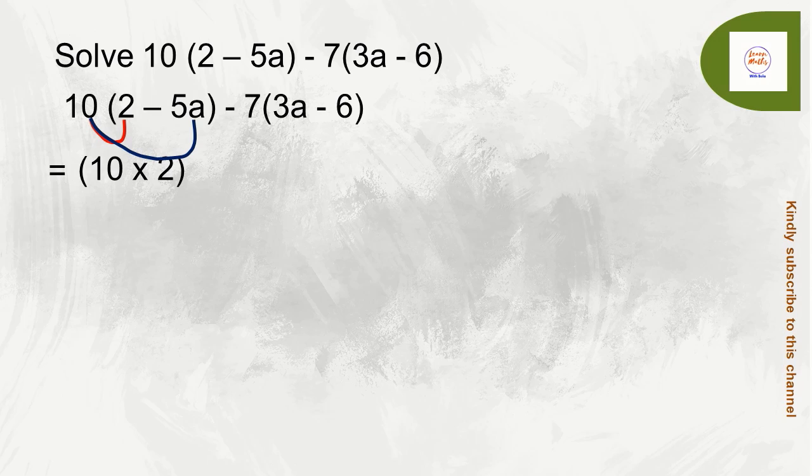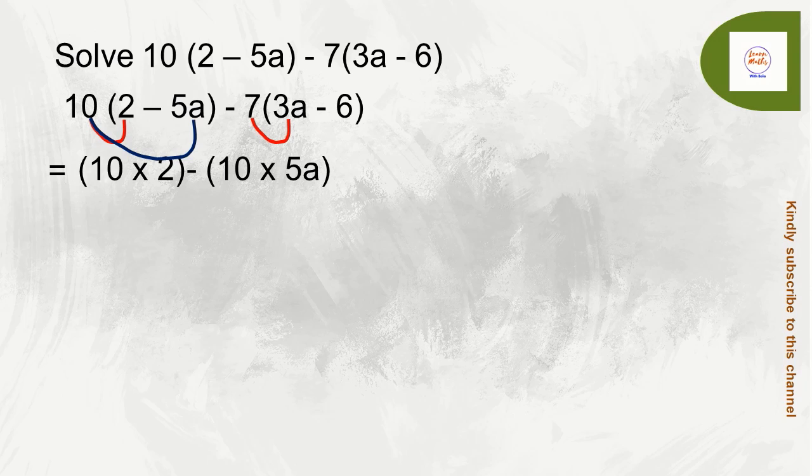Then the next one, you have 10 times minus 5a. Now you have a minus 5a, and the sign in front of 10 itself is addition. So when you multiply 10 times minus 5a, you are going to have minus, because plus times minus is minus. I did a lot of this in the previous video on expansion, so if you are still confused, please refer to that video.